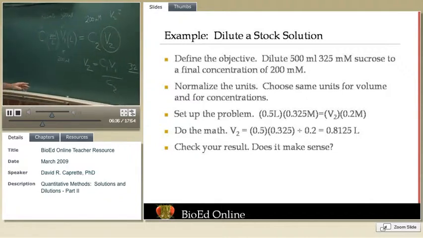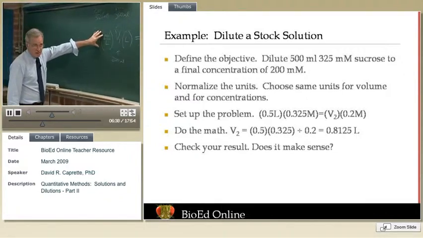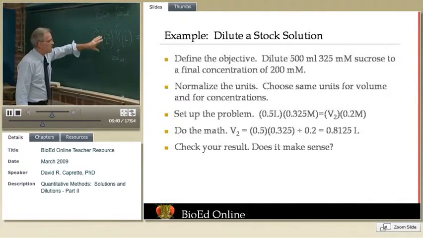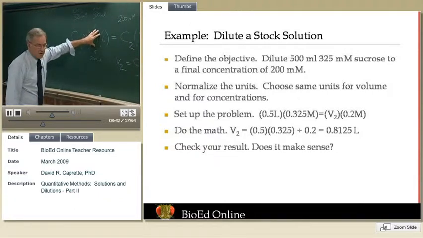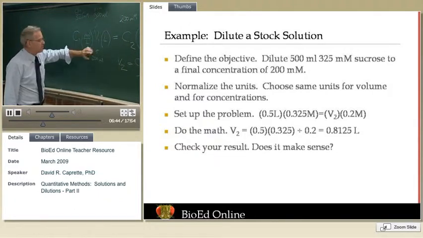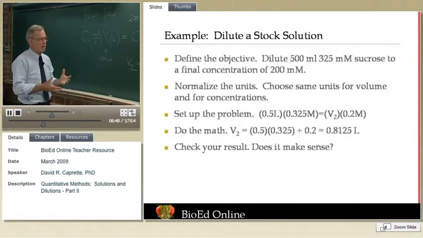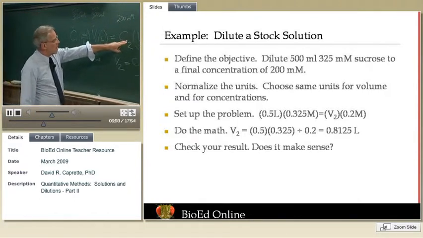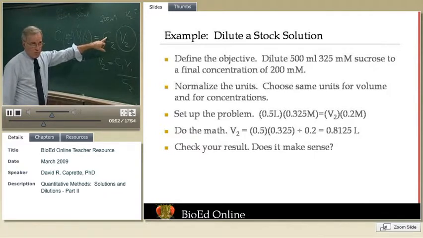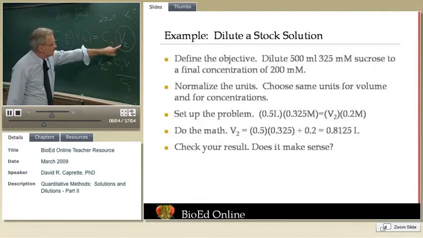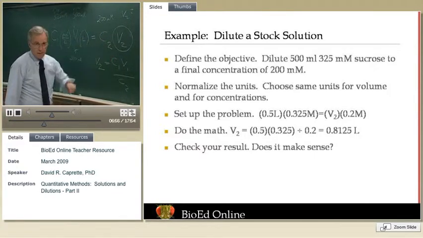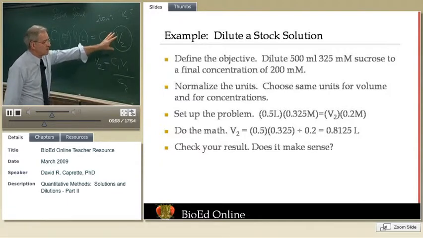So to recap, we knew the starting concentration of our stock solution. We knew the starting volume. We decided to start with 500 milliliters, so that's fine. And those two values give us the amount that we're starting with. We know what final concentration we want. Therefore, we had no problem calculating the final volume that we want.